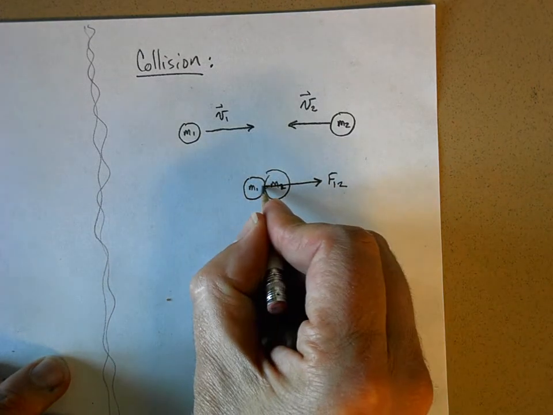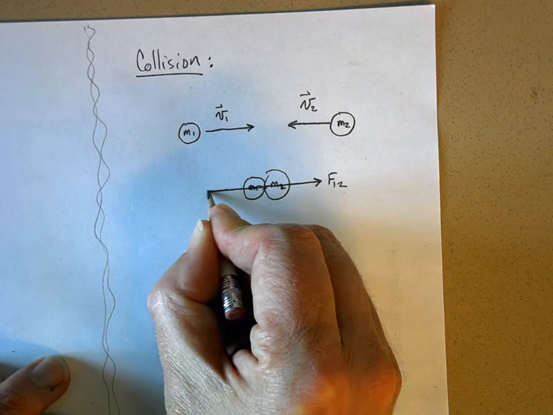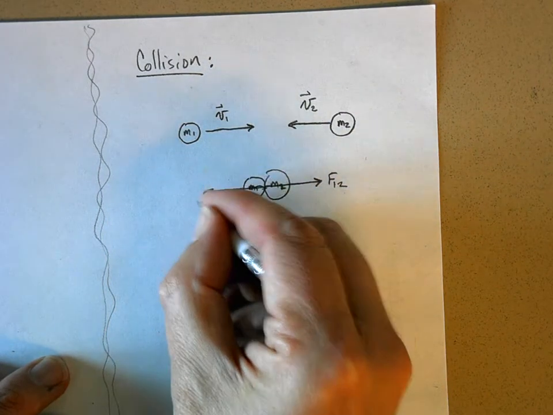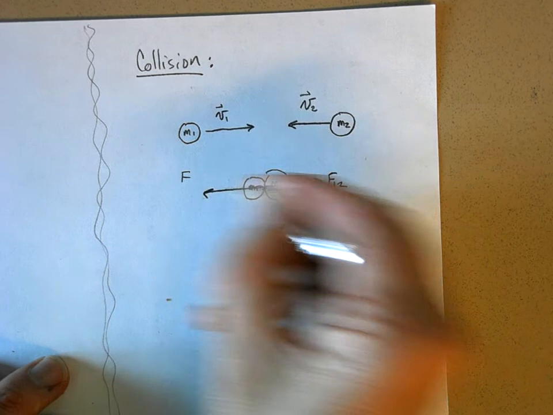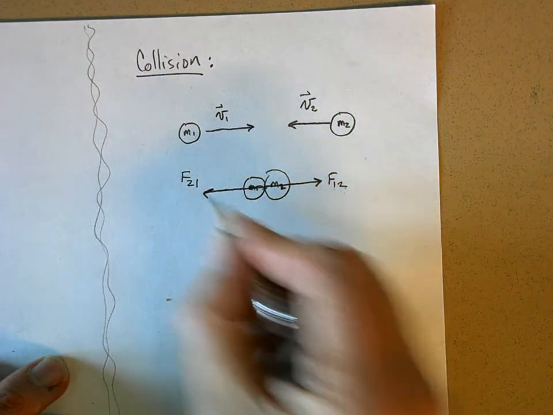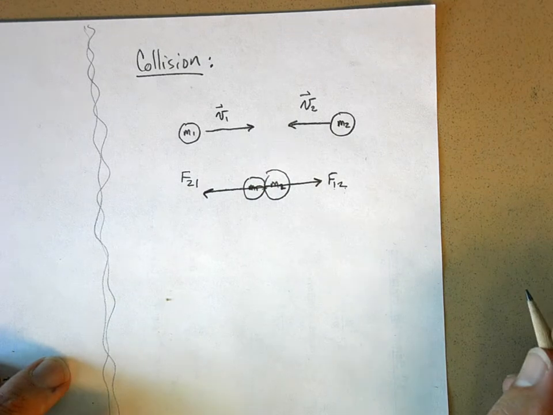So this is the force of object 2 on 1. So this is the force of 1 on 2, 2 on 1, and they are equal and opposites.